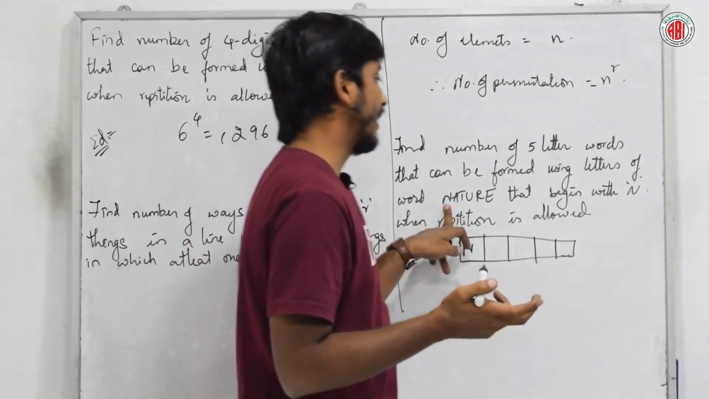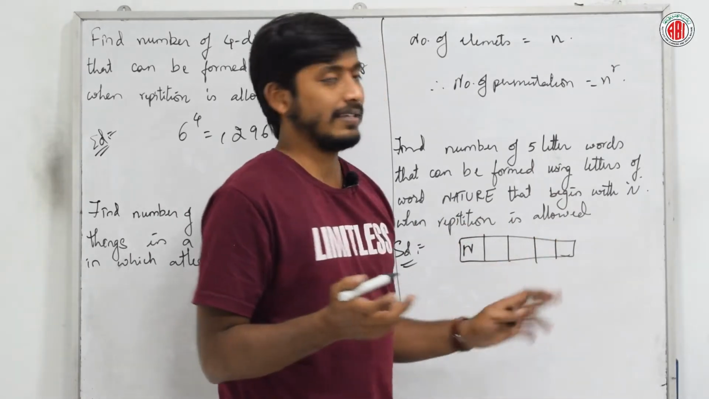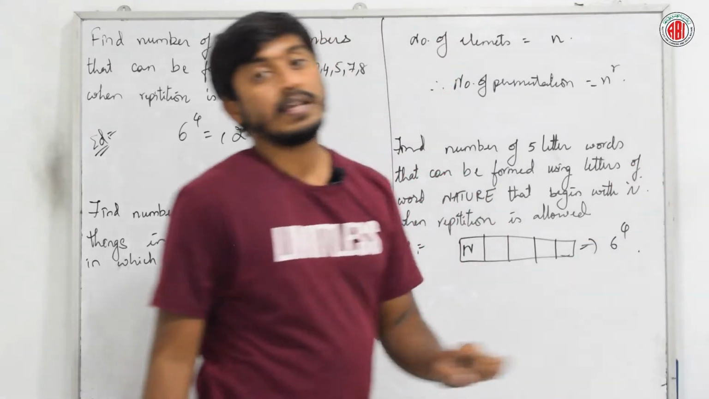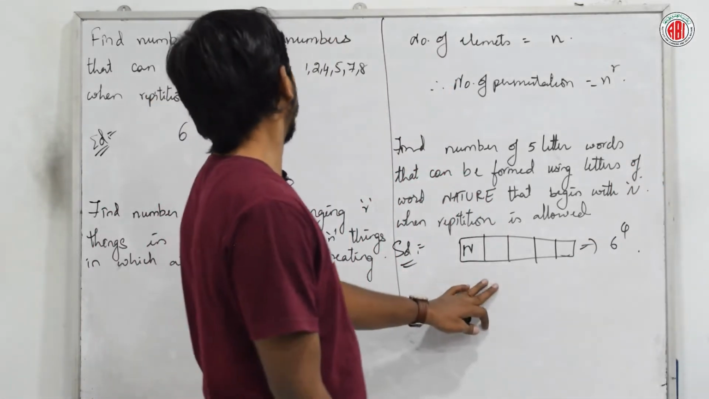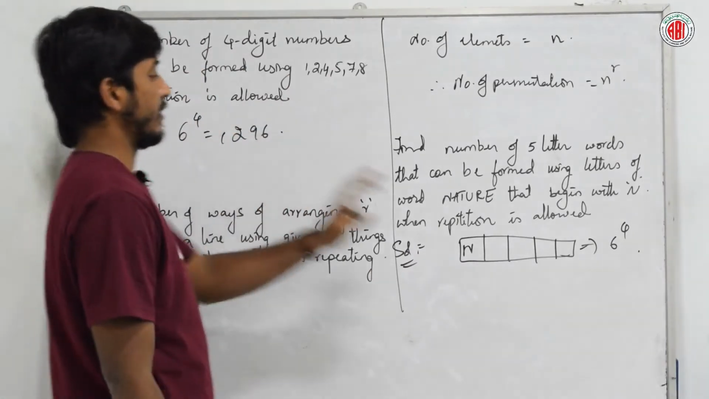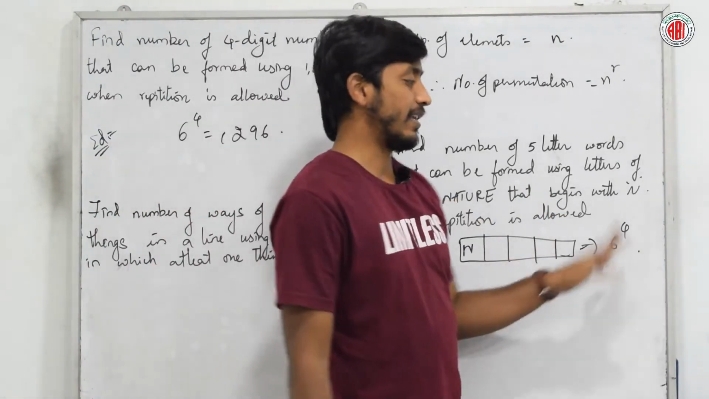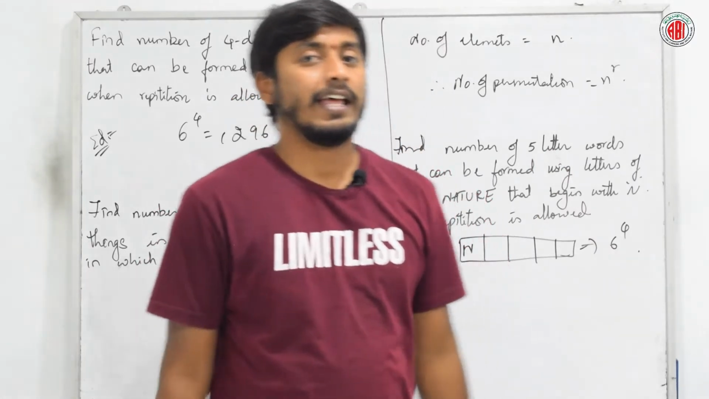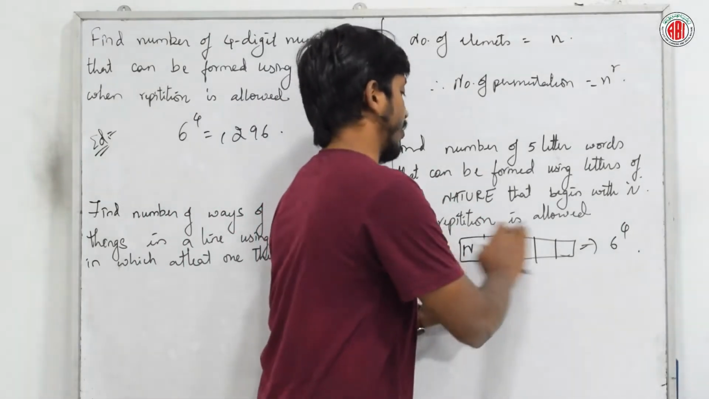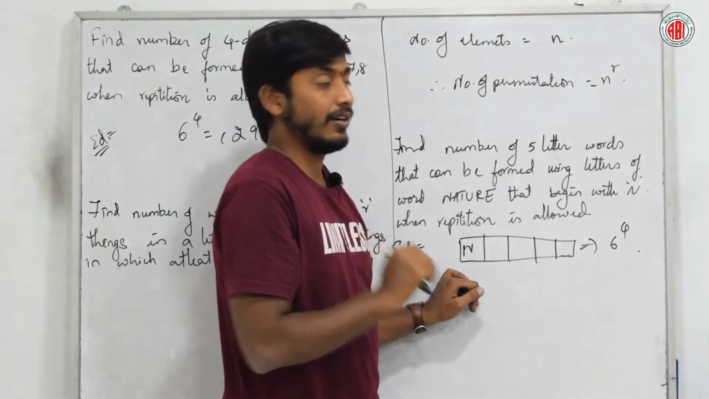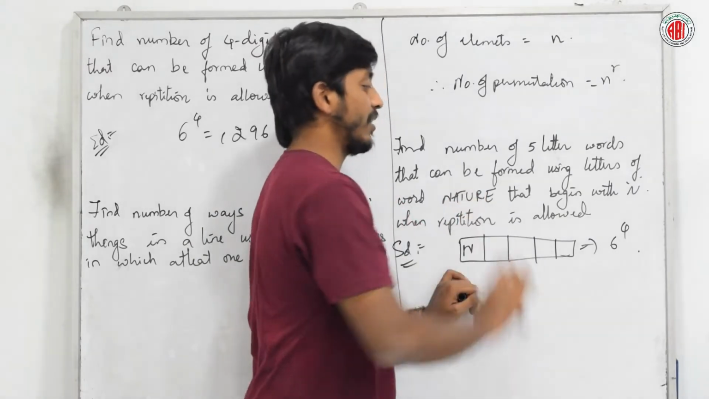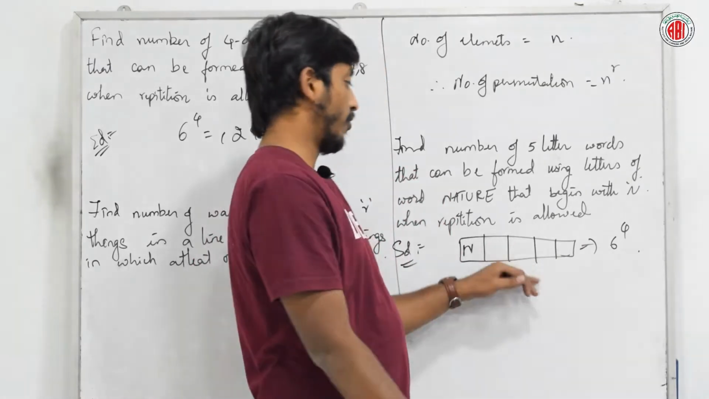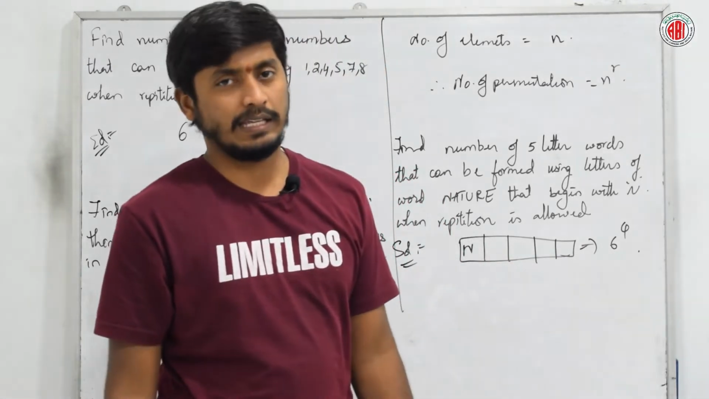So we have 6 items and 4 places. The answer is again 6 power 4 here also. Is it right? Yes or no? Here we have 6 elements, 4 positions. Answer is 6 power 4. Did you understand? Fine. If this is not the case, what would be the answer? 4 positions, only 5 elements we used to have. The answer would be 5P4. Right? Yes or no?